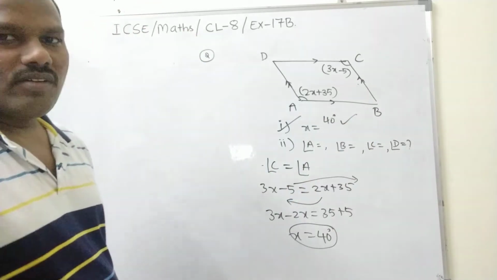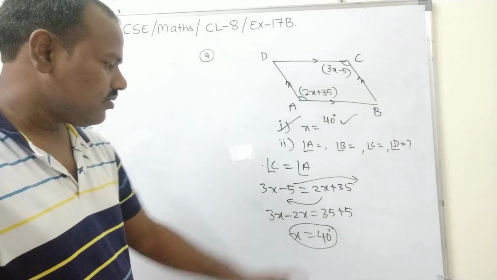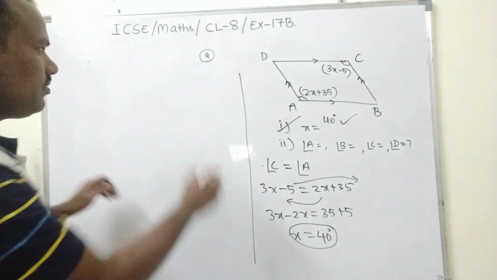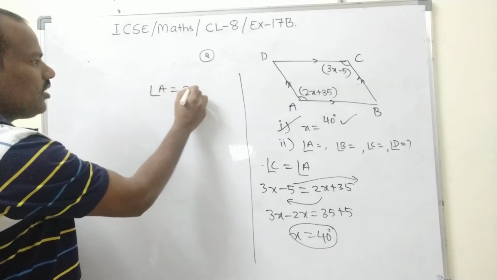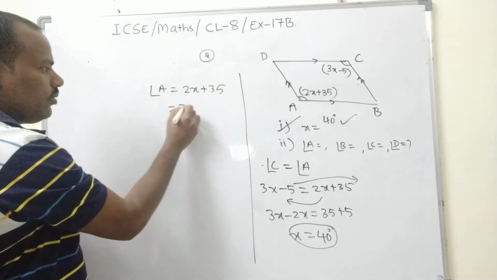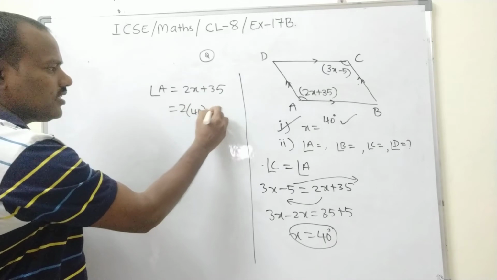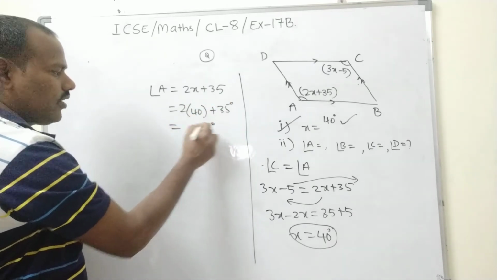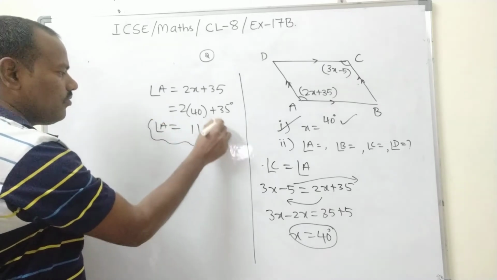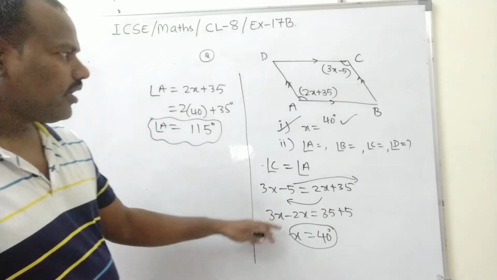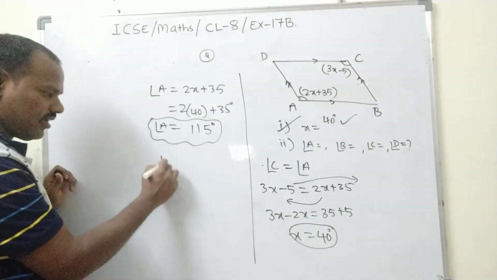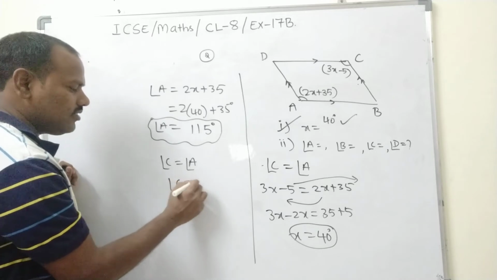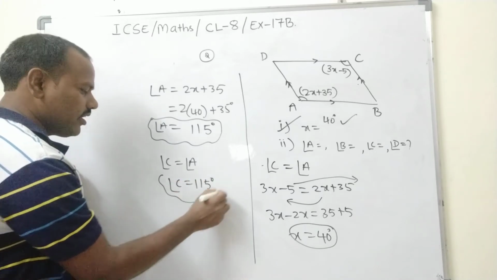Now let us calculate all the remaining angles. The x value equal to 40 degrees means we can easily calculate angle A. Angle A is equal to 2x plus 35. 2 into the x value 40 degrees plus 35 degrees. So 2 into 40, 80, 80 plus 35 equal to 115. Angle A is equal to 115 degrees. So no need to calculate angle C. Directly you can write angle C is equal to angle A, opposite angles of a parallelogram. So angle C also equal to 115 degrees.